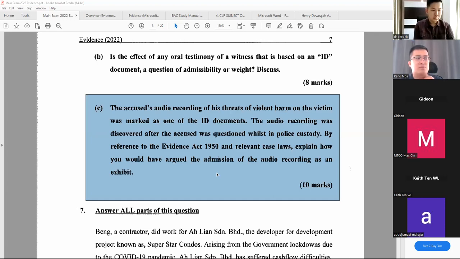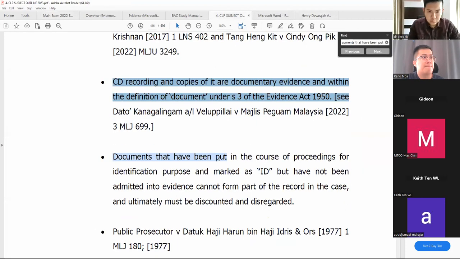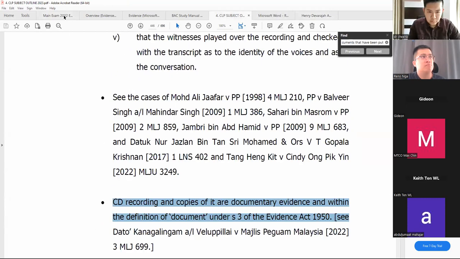Yeah, because I'm thinking in practice, this is my previous experience. No matter how many times you tender the audio recording, the opposing counsel will surely object, because the first issue is whether the audio recording is complete, or the quality of your recording. Can we just straight away use hearsay, then, that it is inadmissible at all?